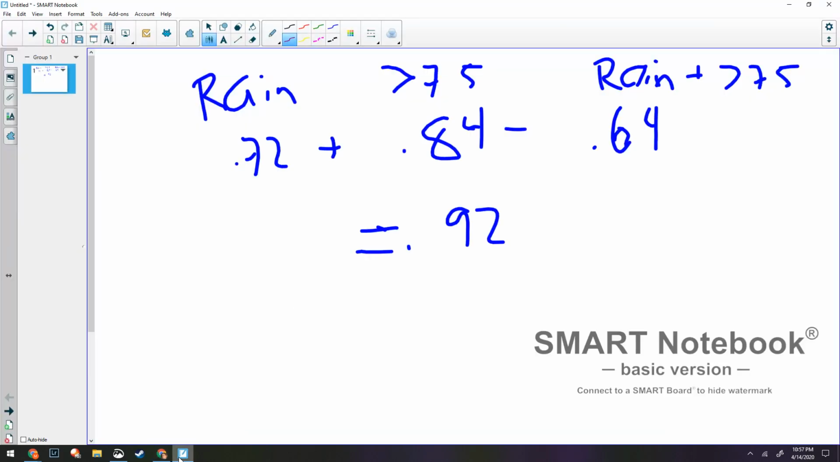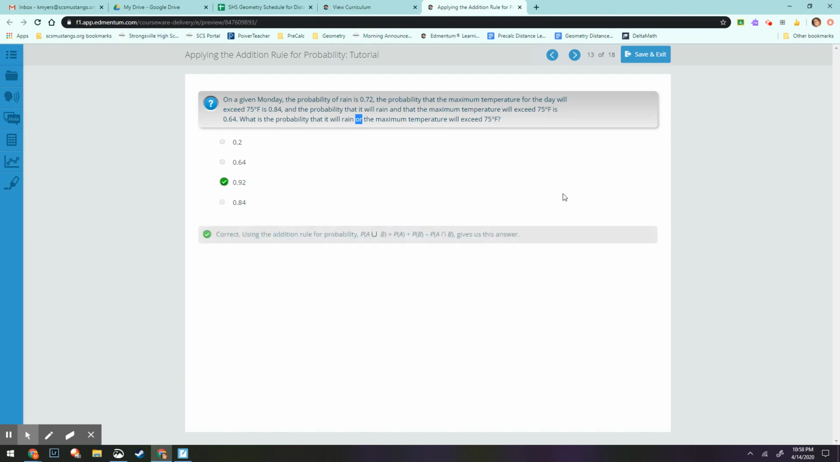So I actually already worked this out. Again, sorry for the mess over here. The probability of rain is 0.72. The probability that it's greater than 75 is 0.84. But then I have to subtract that overlap, minus 0.64. If you work that out on your handy dandy calculator, it will give you a probability of 0.92.